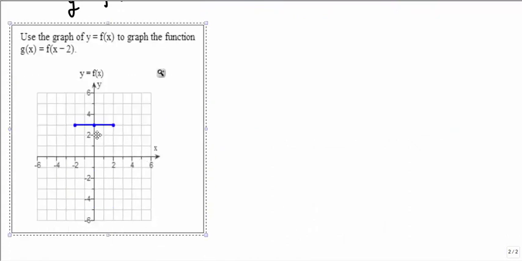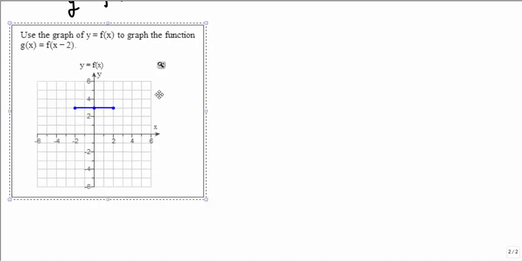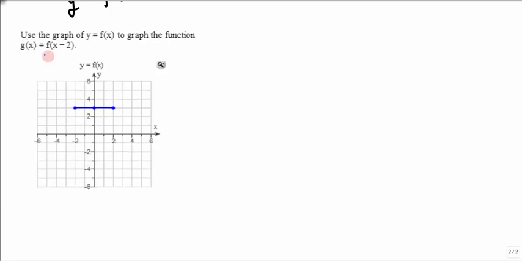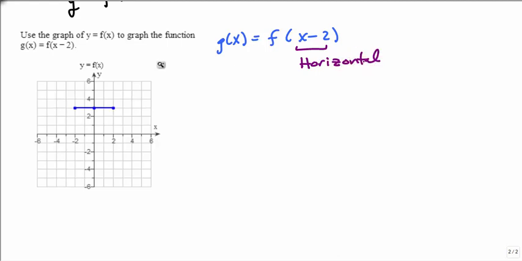This is a constant function, and it looks like to me my transformation that's taking place up here is f of x minus 2. So g of x equals f of the quantity x minus 2. Now remember, this is within the argument, so I know it's going to be a horizontal. Anything that appears within the argument is a horizontal, either stretch, compression, shift, reflection. So what I want to do here then, horizontal, this will be a shift.